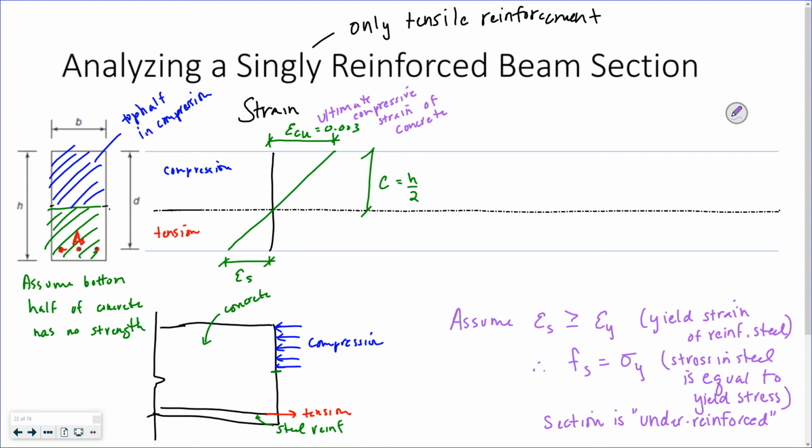Under reinforced might sound bad, like I'm under capacity, but actually it's good, because if it's under reinforced, that means I'm going to reach the full potential of my steel. It's going to reach yield, and that means I'm going to be tension controlled. Tension controlled means a ductile failure. So under reinforced is the goal. Over reinforced means you might fail in compression before you fail in tension. That means it's a brittle failure. Your concrete is going to crush. It's going to be a lot more sudden. So you want your section under reinforced.